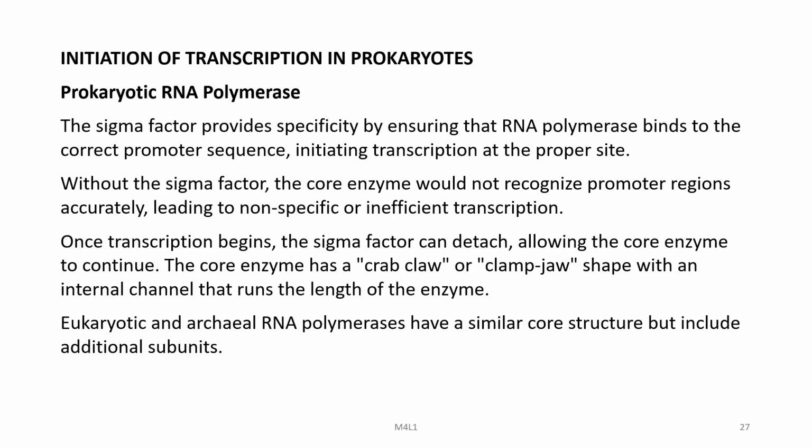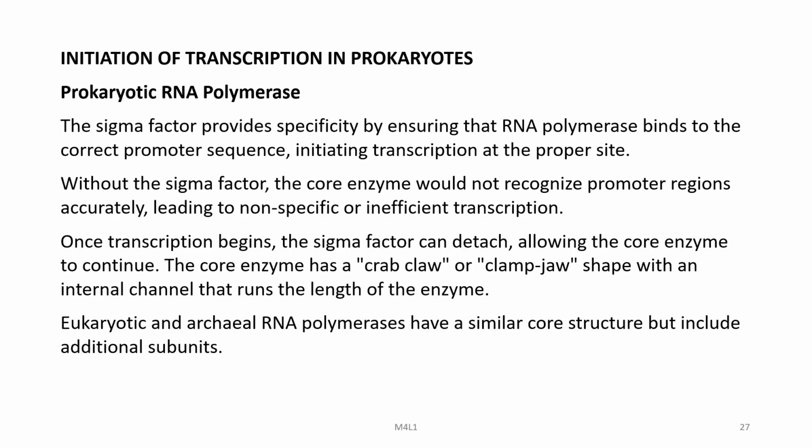The sigma factor provides specificity by ensuring that RNA polymerase binds to the correct promoter sequence and initiates transcription at the proper site. Without the sigma factor, the core enzyme would not recognize promoter sequences accurately. So, holoenzyme minus sigma factor, the core enzyme, is not able to bind to the promoter sequences, and that will lead to non-specific or inefficient transcription. Once transcription begins, the sigma factor can detach.